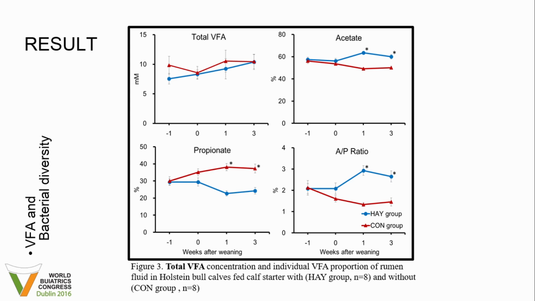Ruminal AP ratios were significantly higher in the hay group, and these results were generally consistent with previous studies related to high-grain diet feeding.